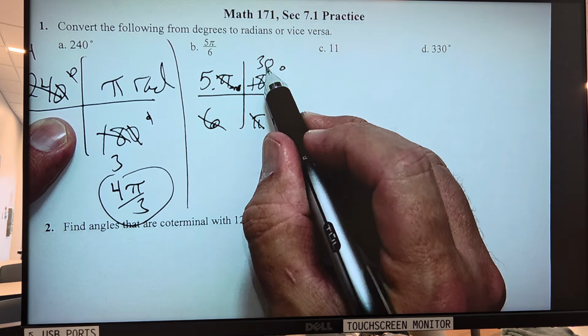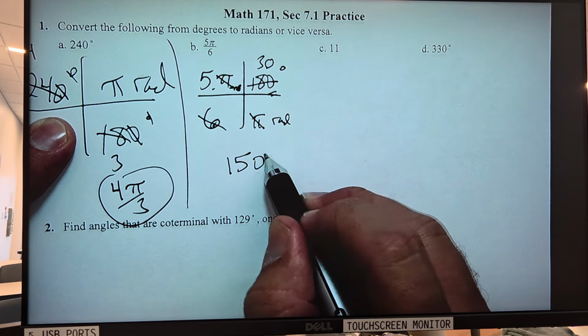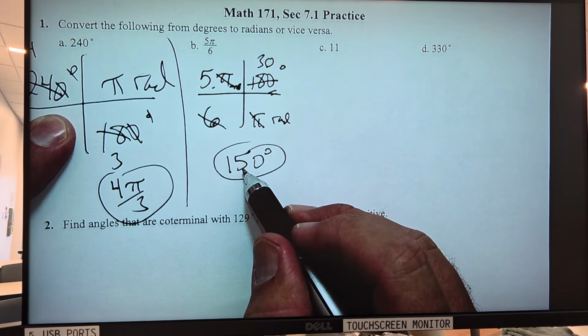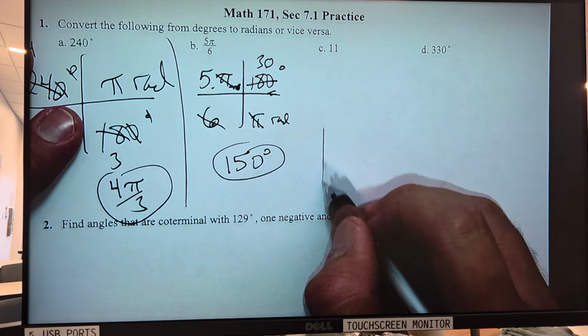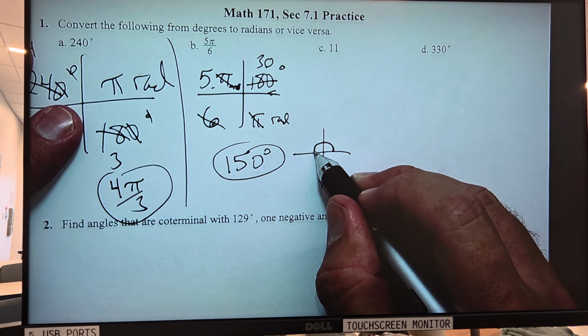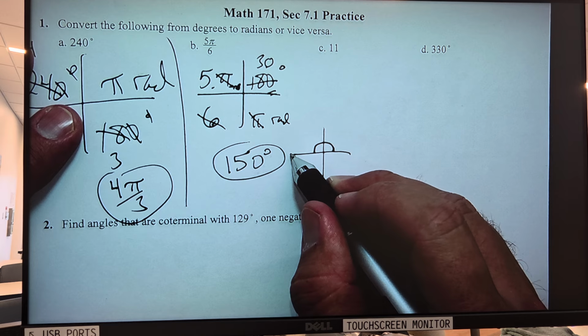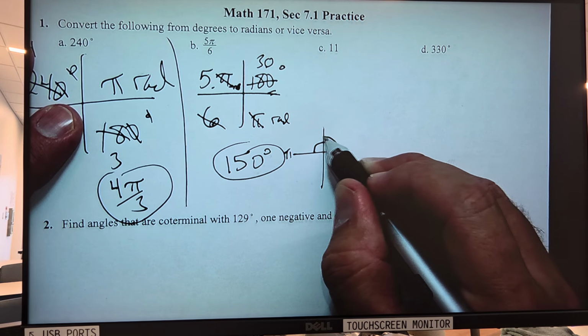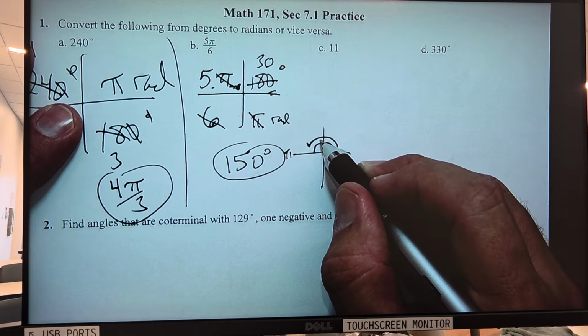And then 5 times 30? So 5 pi over 6 is in the same place as 150 degrees. And very quickly, what is this in radians? This is how many radians? That's pi. So 5 pi over 6 should be about right here, yes?